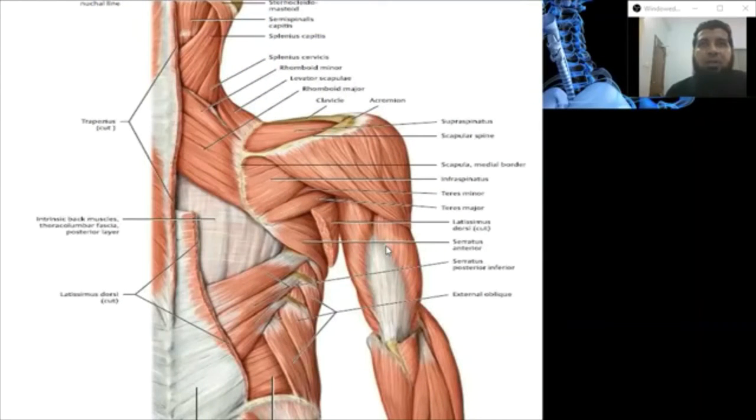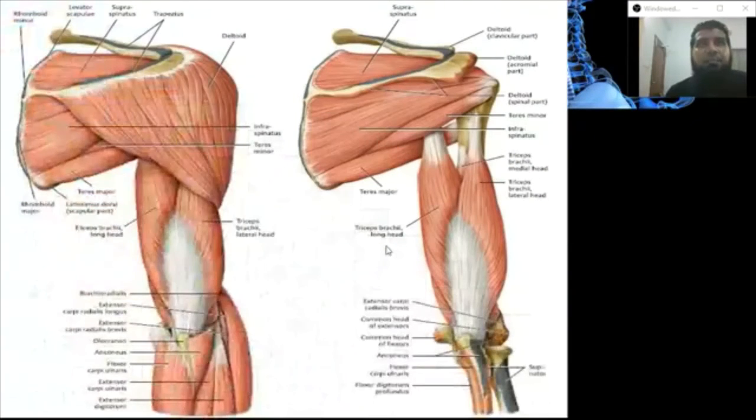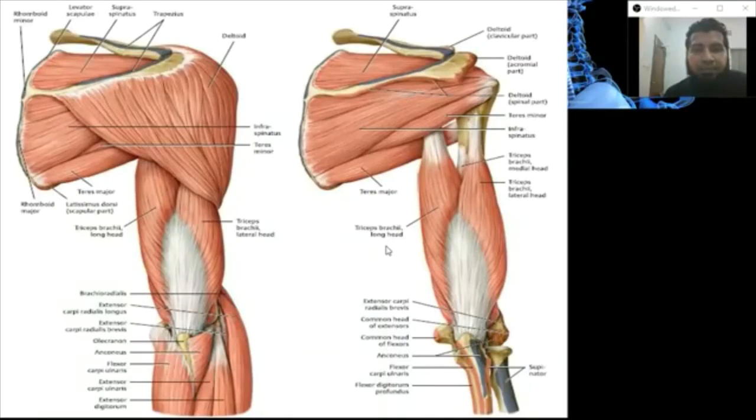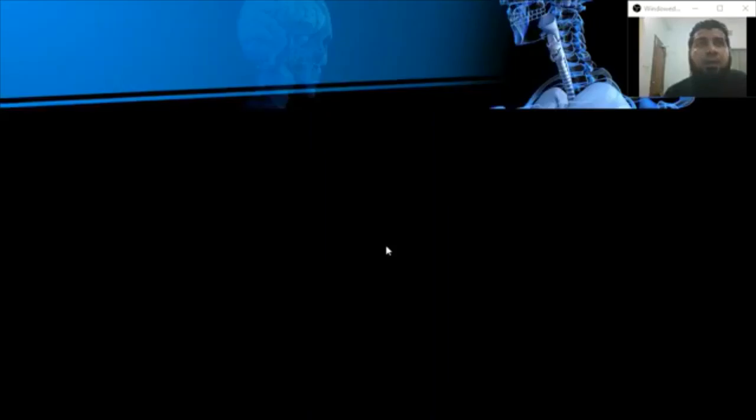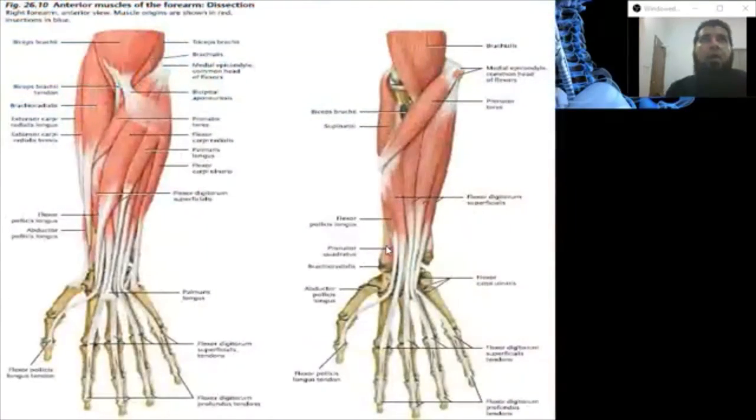This figure also shows the back muscles. This figure shows the muscles of the scapular region. I have already told about the muscles earlier, the anterior compartment of the muscles. There are 5 superficial muscles and there are 3 deep muscles in the anterior compartment of the forearm. So these figures are showing the muscles of the forearm.